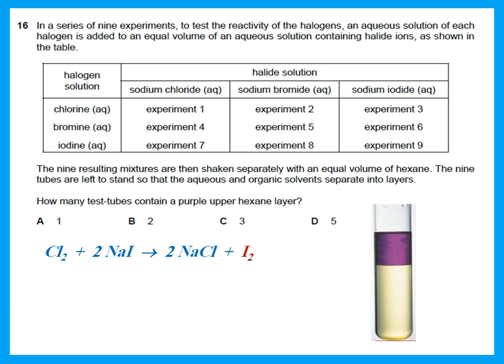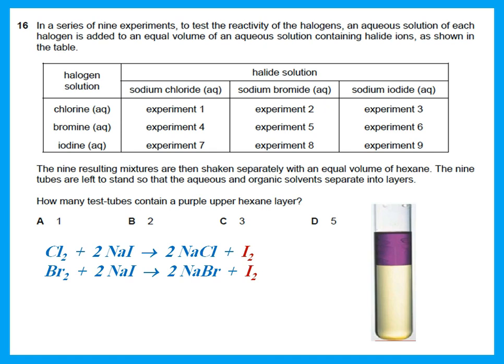Now, the next reaction, we have bromine with sodium chloride. You should know that bromine with sodium chloride, there is no reaction because bromine does not displace chlorine. It's less reactive. Bromine with sodium bromide, no reaction. A halogen does not displace itself. Now, in experiment 6, what do we have? We have bromine with sodium iodide. That gives me sodium bromide plus iodine. So that would form a purple layer.